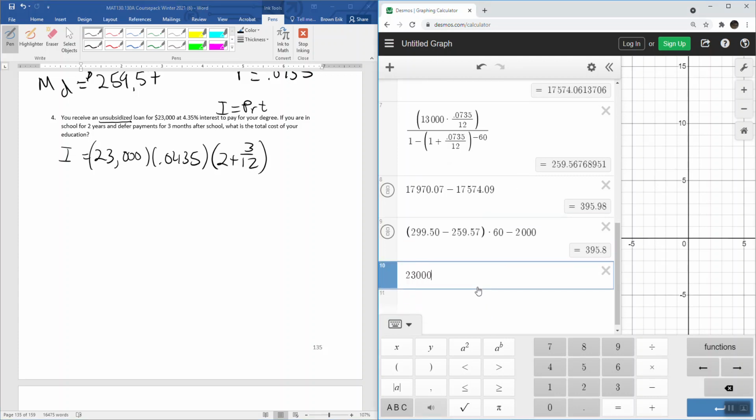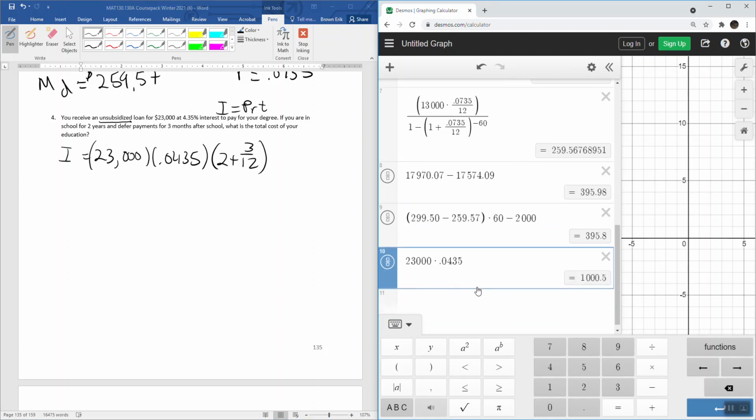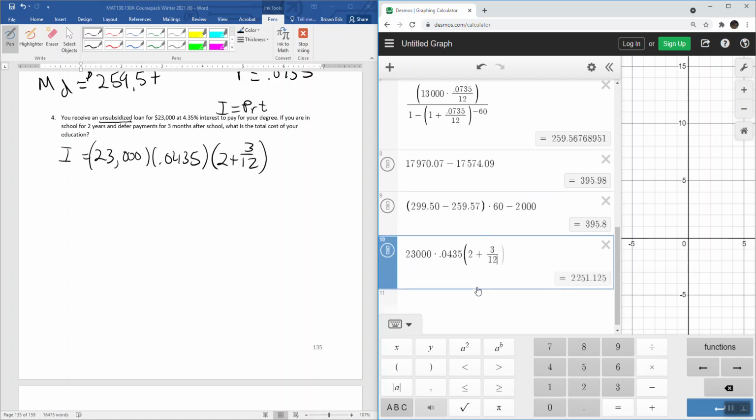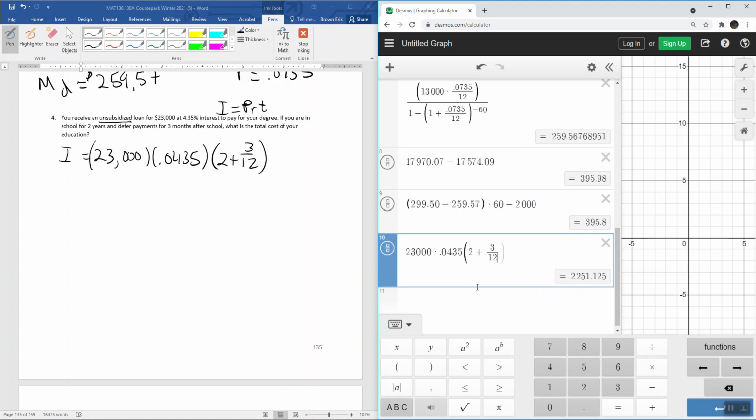So 23,000 times 0.0435, and then I'm going to do this addition here, times 2 plus 3 divided by 12. There's the interest we owe. So this is going to end up being capitalized.